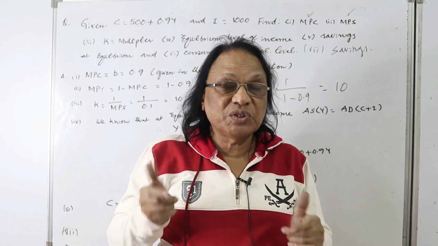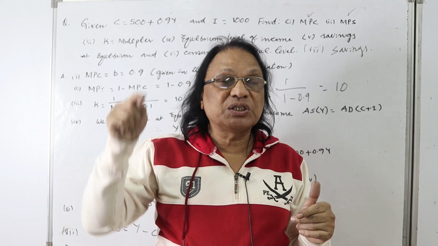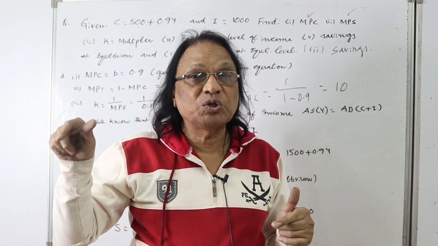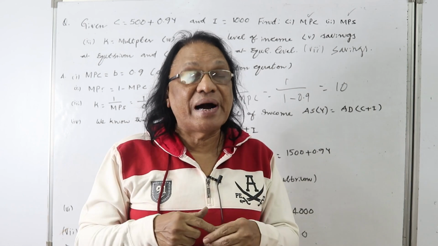Delta Y, change in income, we can find out as K into delta I. So instead of writing K, you can substitute the values. Delta Y is equal to 1 upon 1 minus MPC into delta I, or delta Y is equal to 1 upon MPS into delta I.